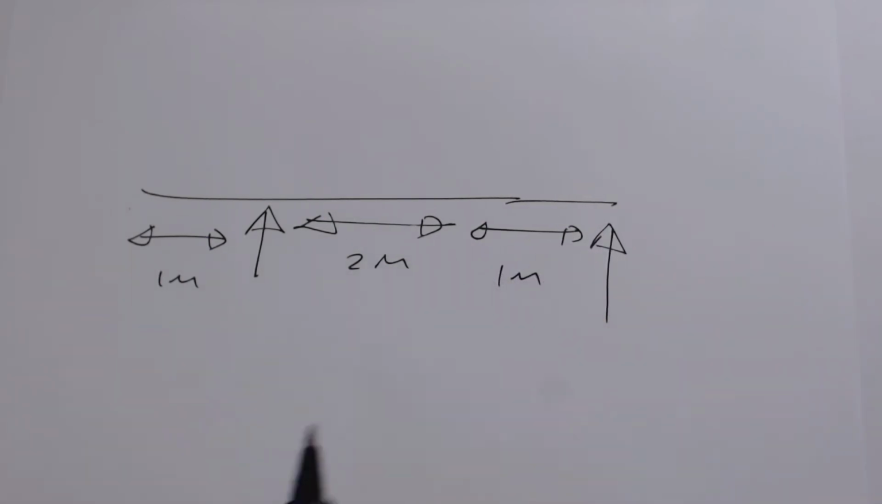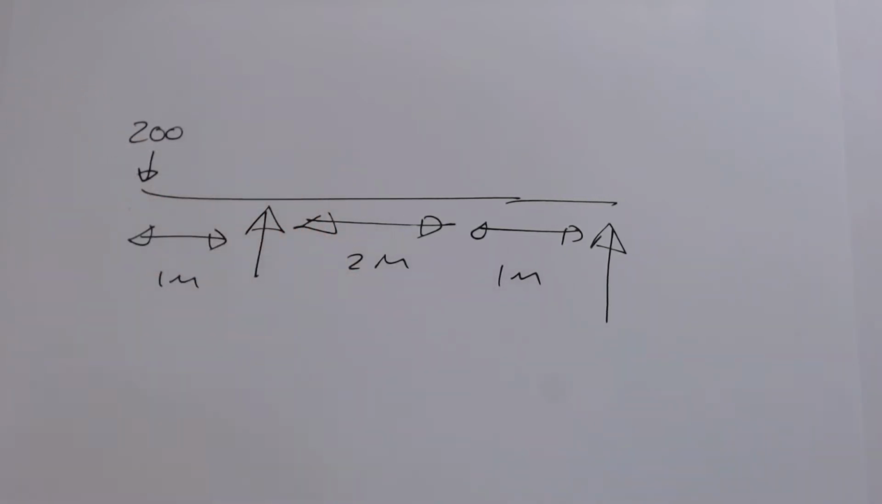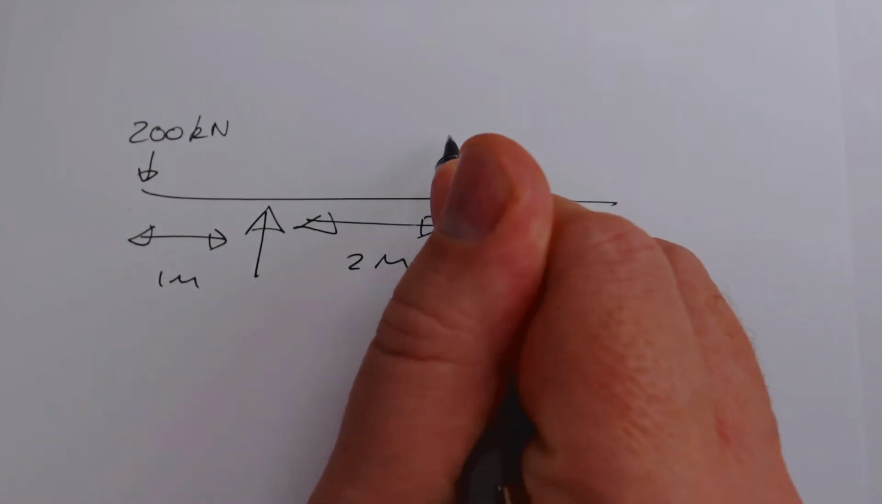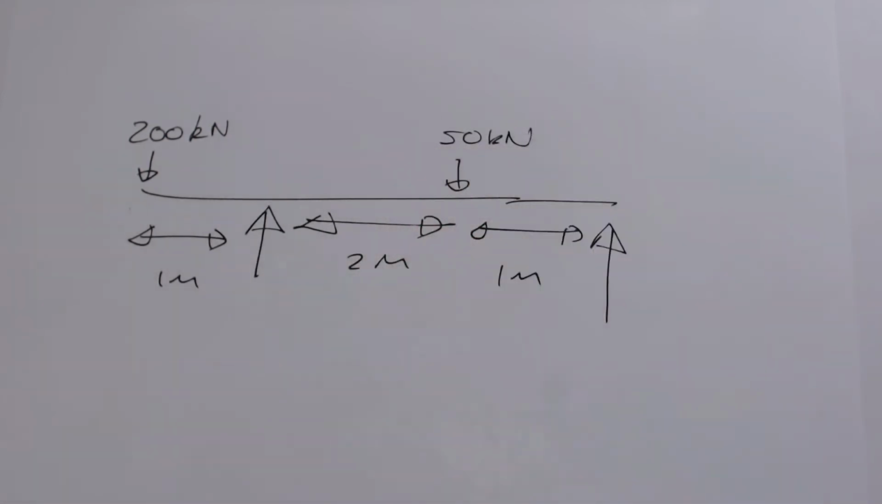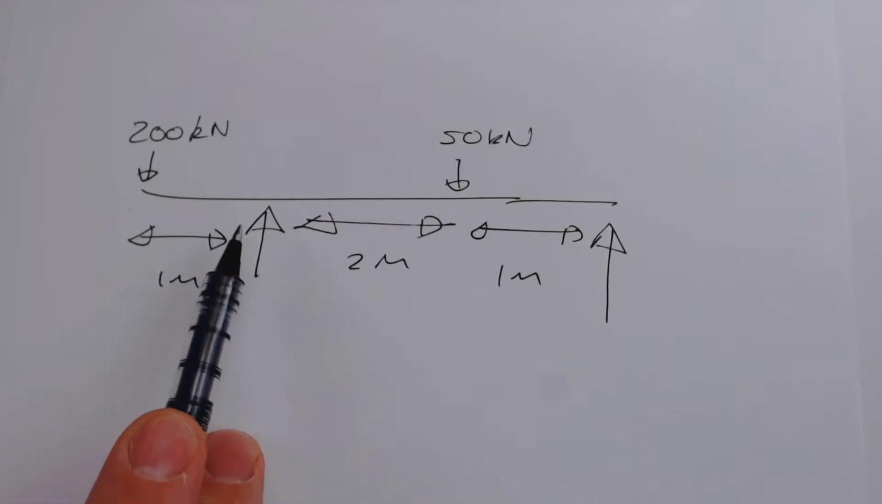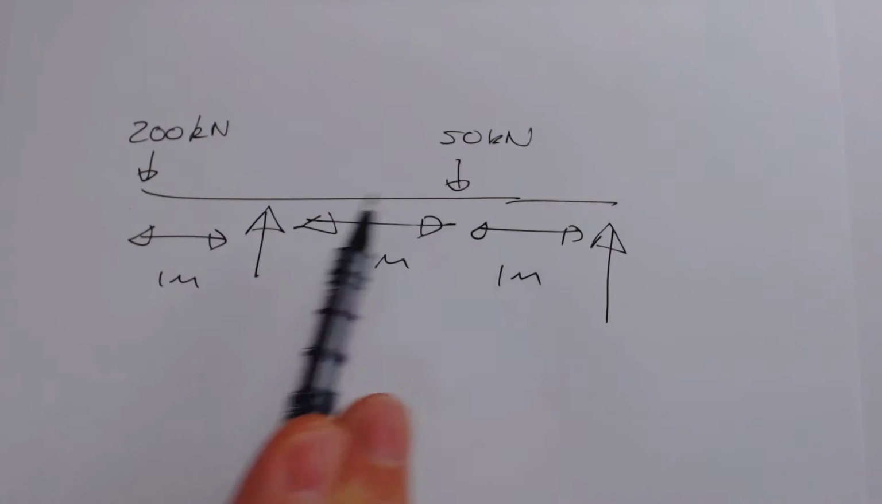Okay, and in this case I'll double the load at the end, so we'll put 200 kilonewtons here. We'll keep the 50 kilonewtons here. So in this case, when I work it out, I can see that I'm going to get a minus 100 moment around this point here, and I'm going to get 100 moment around this point here.